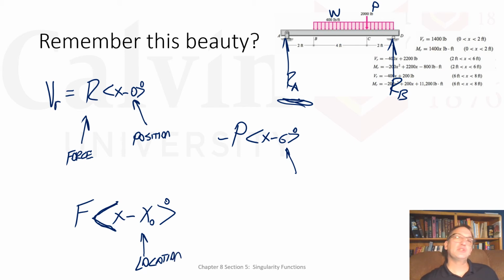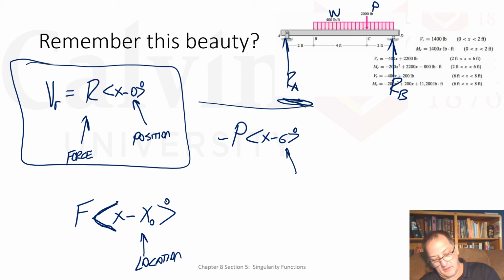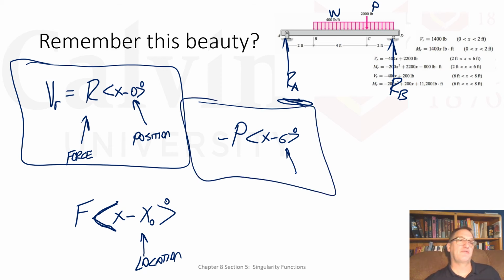XO is the location where I add it. And now when I do x minus XO, the function isn't true for the left, but it is true for the right. So the reason these terms look the same is because they're both just forces that have been added to my beam with the position called out. Interesting. Now, those show up in the shear equation, and that's why they get a 0th power.